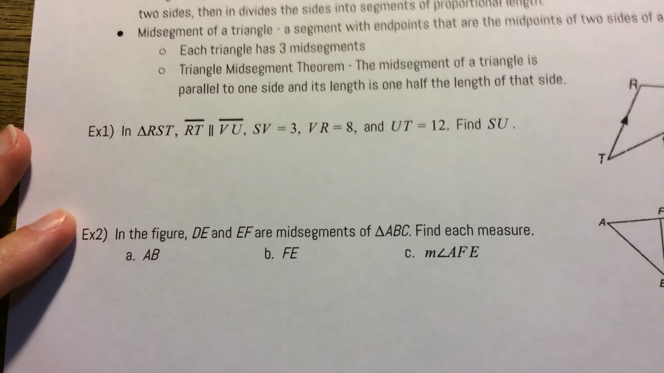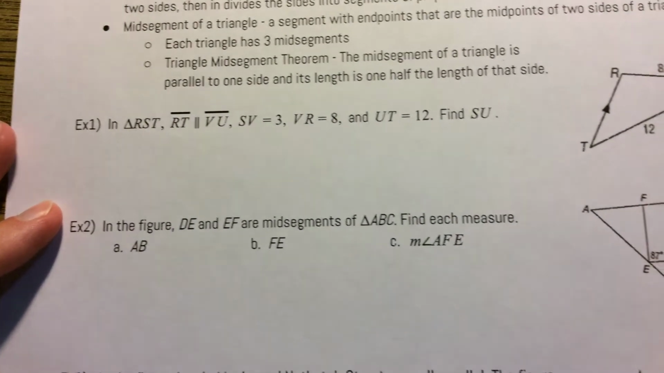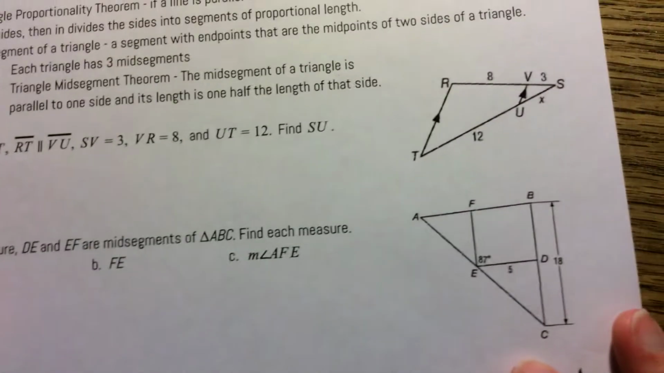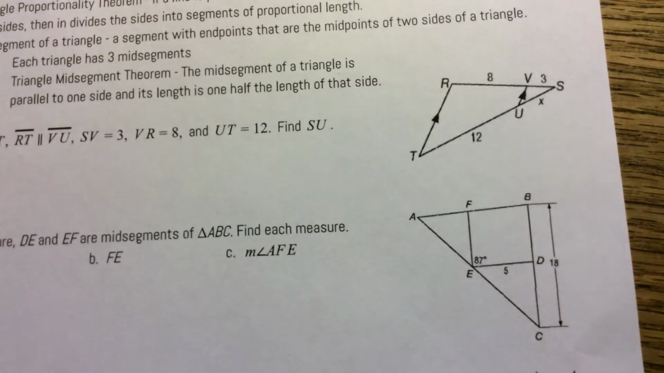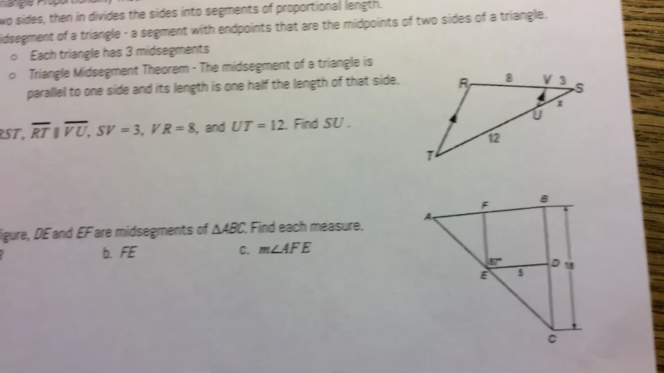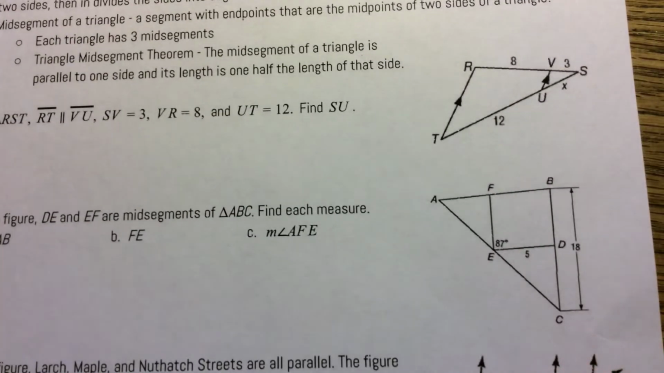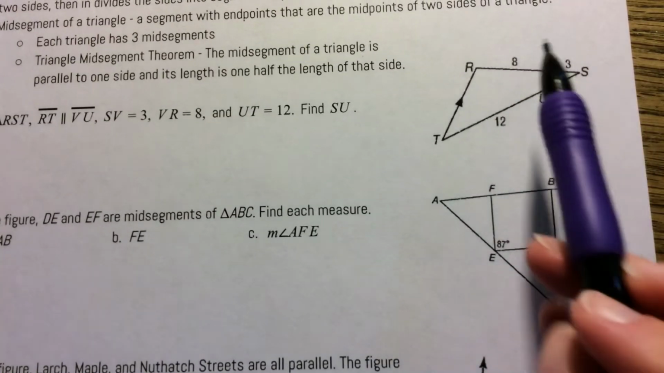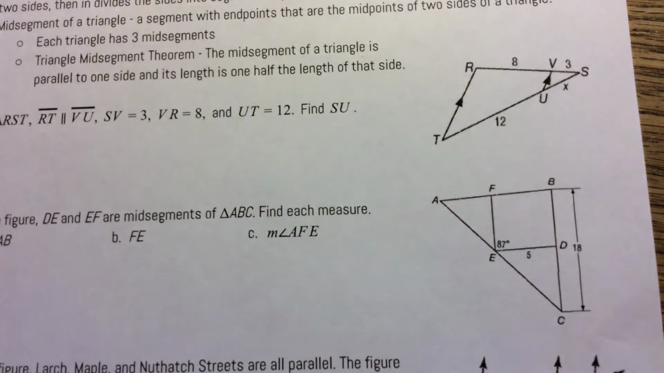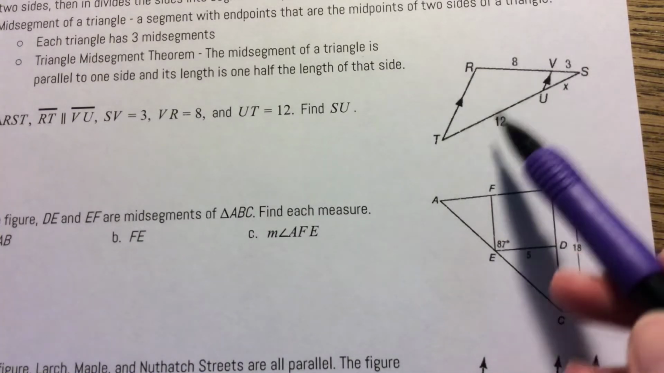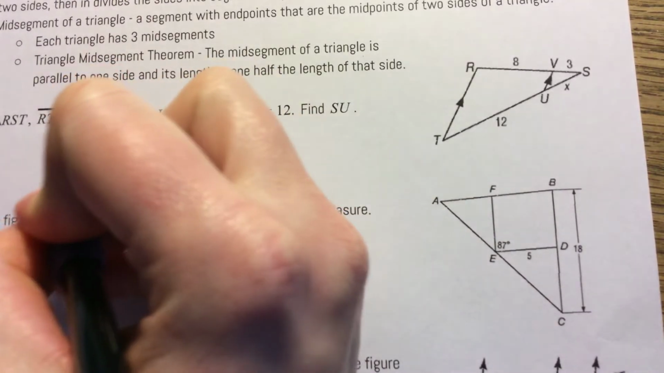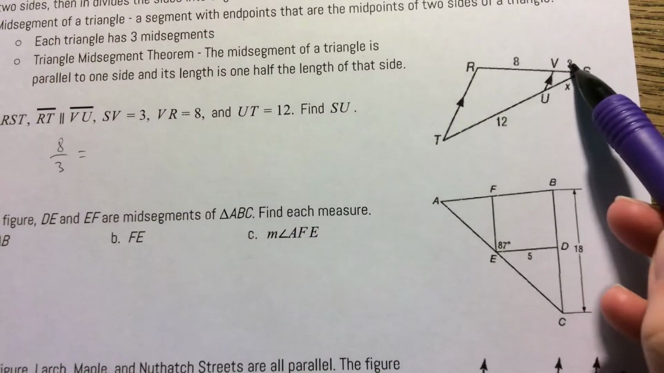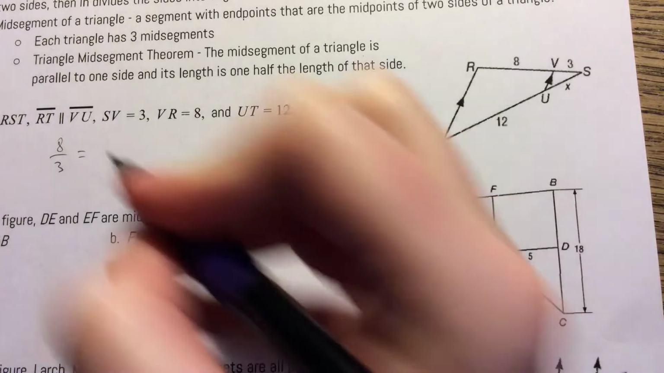So our first example, we have a diagram labeled over here for us, and it's asking us to find SU, which is labeled as X on there. So just like we've been doing all chapter, we are going to set up a proportion and solve that. There's lots of different ways you could set it up. I'm going to look at just these sides together and say the 8 and the 3 are comparable in the same way that the 12 and the X are comparable.